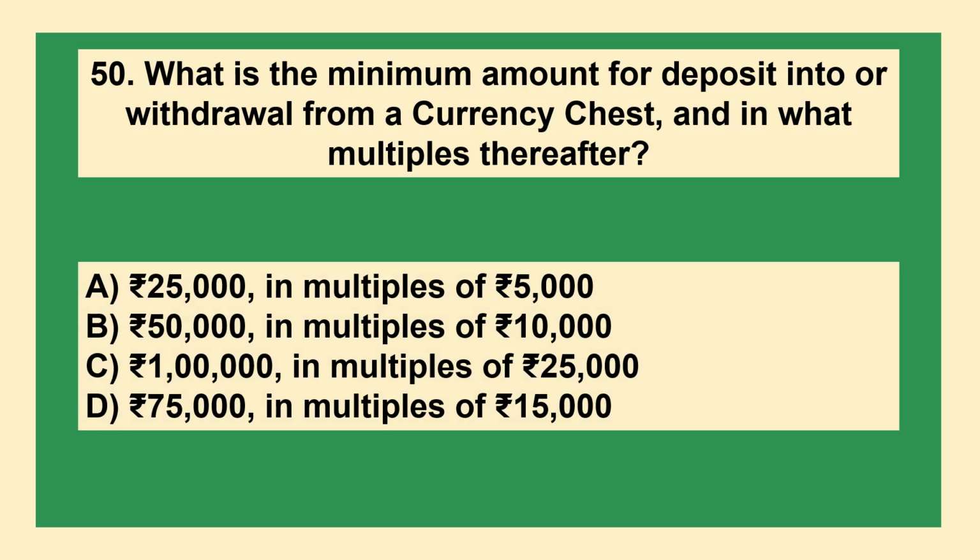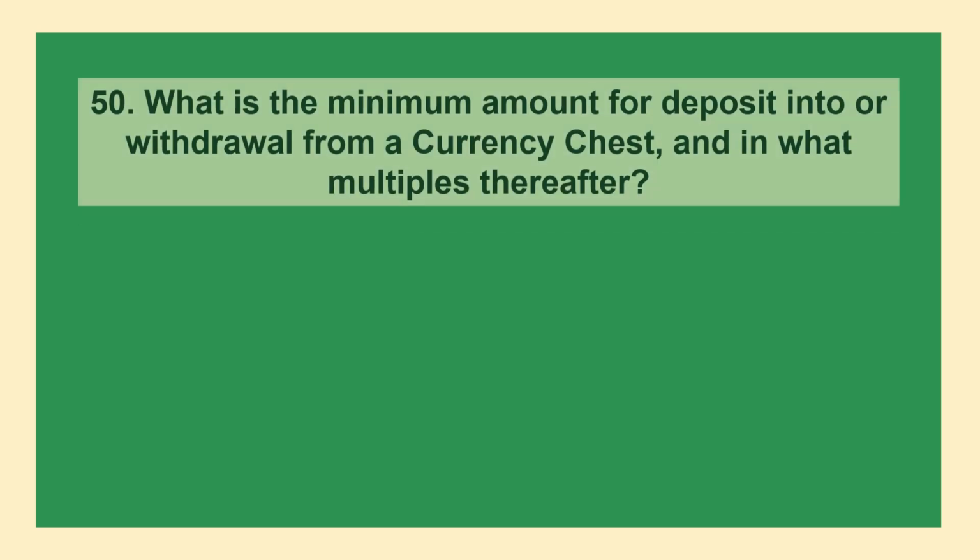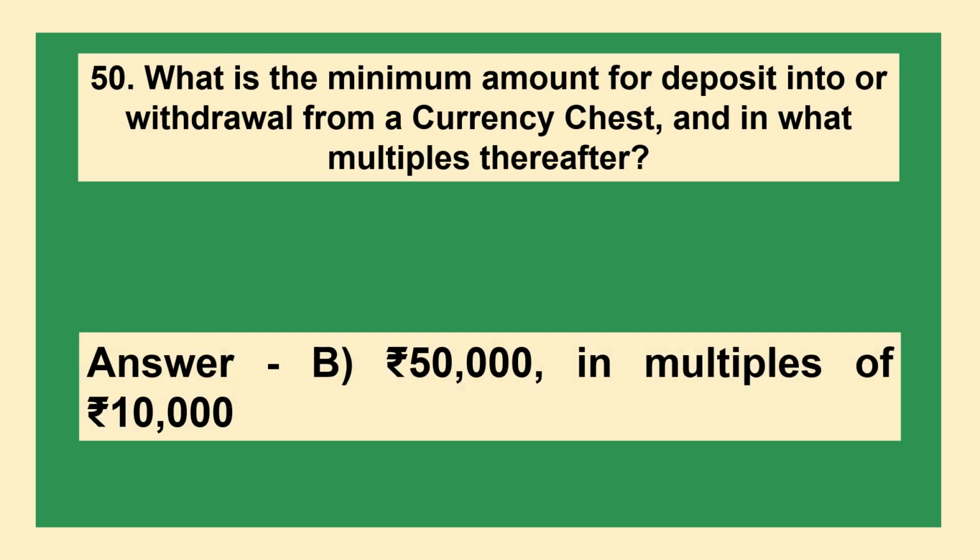What is the minimum amount for deposit into or withdrawal from a currency chest, and in what multiples thereafter? Option A rupees 25,000 in multiples of rupees 5,000. Option B rupees 50,000 in multiples of rupees 10,000. Option C rupees 1 lakh in multiples of rupees 25,000. Option D rupees 75,000 in multiples of rupees 15,000. The answer is option B, rupees 50,000 in multiples of rupees 10,000.